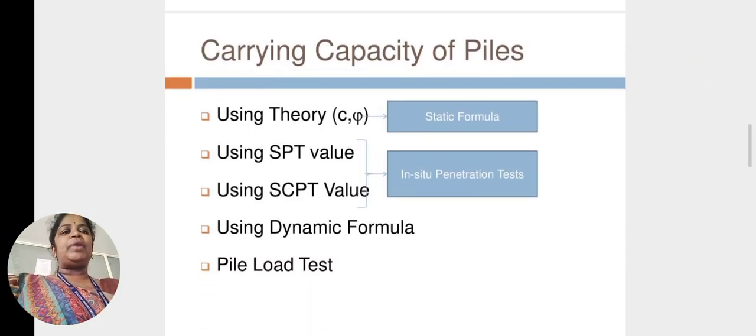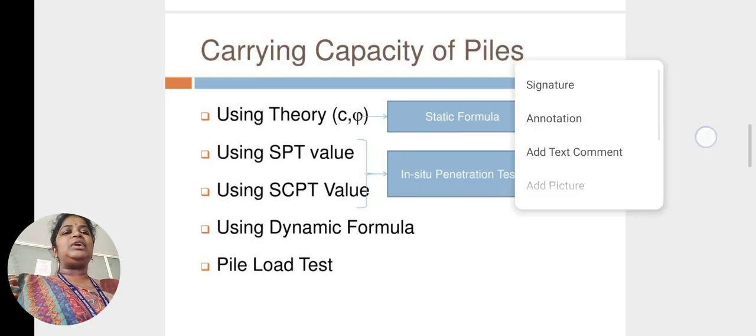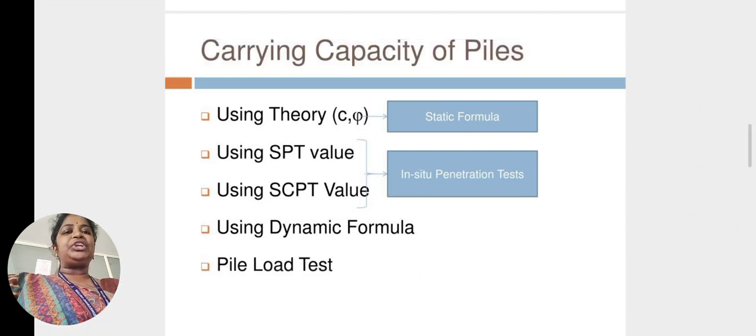Load carrying capacity of piles, clearly we can see. So static pile formula we are having with C, phi parameters and standard penetration test value, and using standard cone penetration test value, this in situ penetration test. So static formula can be used for calculating load carrying capacity of piles, and in situ penetration tests like standard penetration test and static cone penetration test can also be used. And also by using dynamic formula we can calculate load carrying capacity, and pile load test is the best test for calculating pile load carrying capacity.